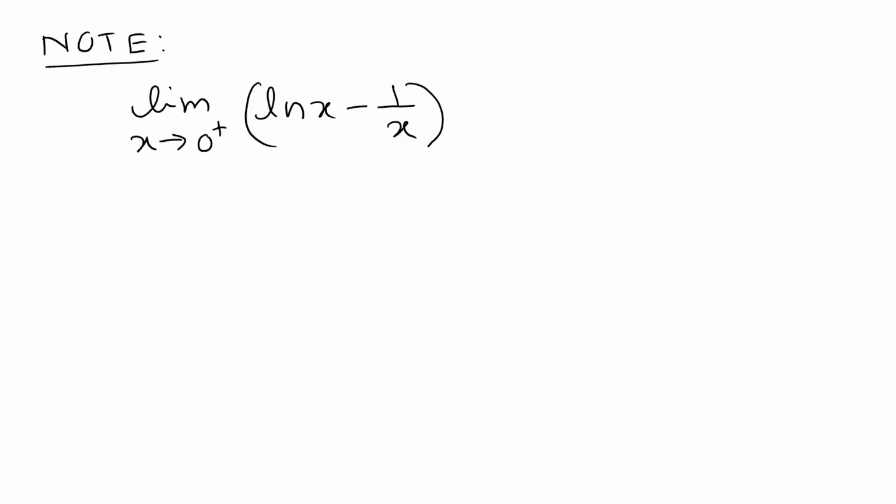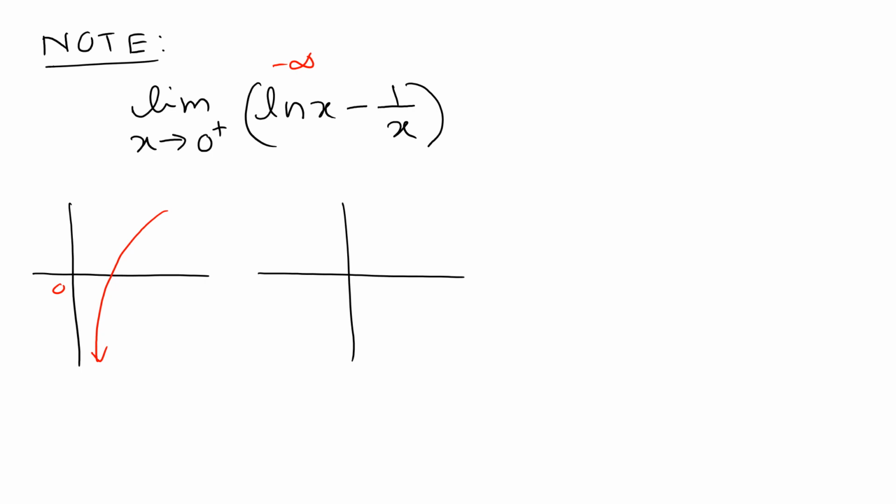We have the limit x goes to 0 plus of ln x minus 1 over x. Apparently it looks like a Bernoulli problem, but it's not. Let's look at the graph. We know those two graphs. The first one goes to negative infinity when x goes to 0. The other one we also know the graph of. It looks like this rectangular hyperbola. If you go to 0, you can see this goes to infinity.